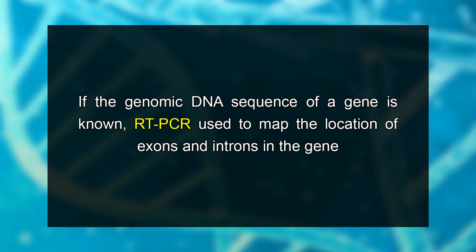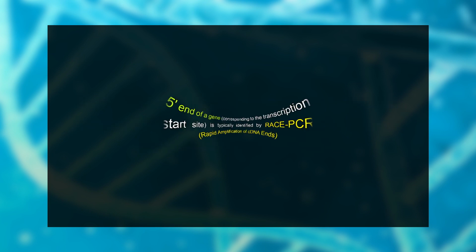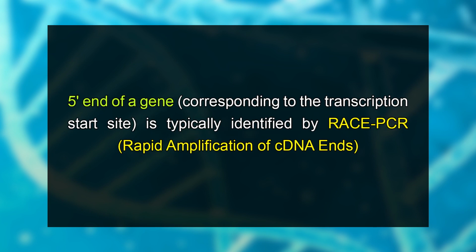If the genomic DNA sequence of a gene is known, RT-PCR can be used to map the location of exons and introns in the gene. The 5' end of a gene corresponding to the transcription start site is typically identified by RACE PCR, that is, rapid amplification of cDNA ends.